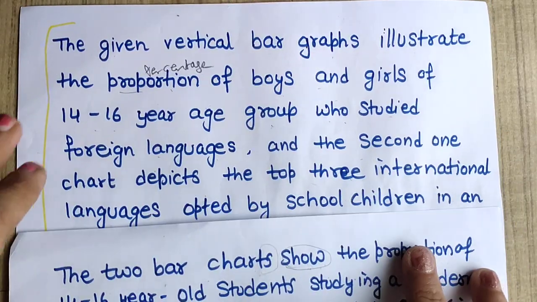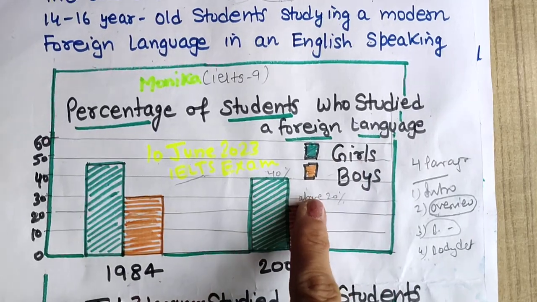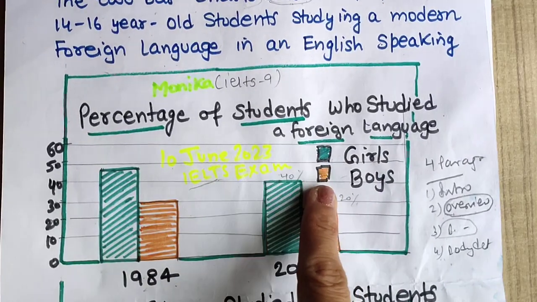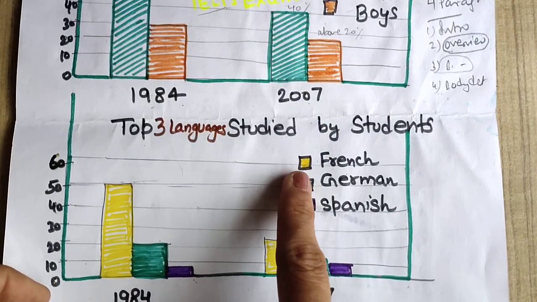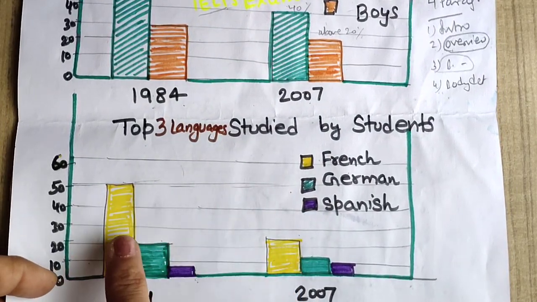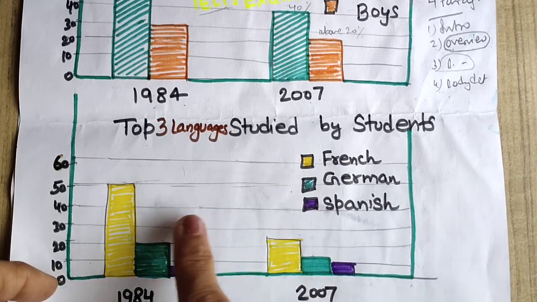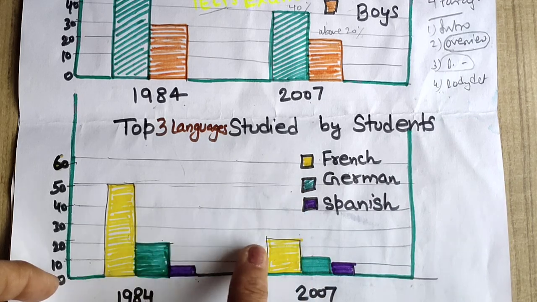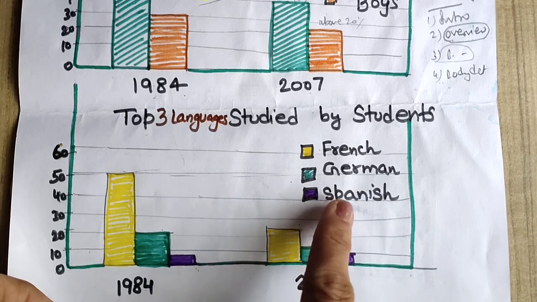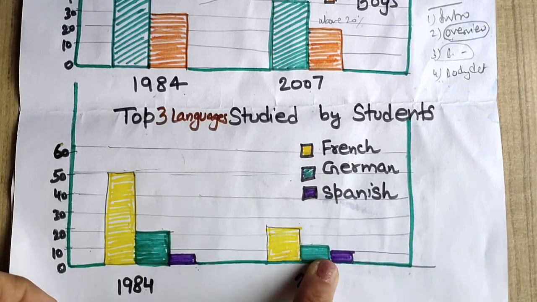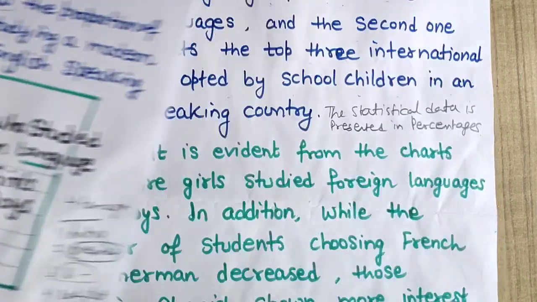Now coming to the main part, next one is the overview paragraph. So in the overview, we know girls were more interested in learning foreign languages than boys, and here French was on the top of the list among three other foreign languages, but French and German had decreased or dropped in the chart, and Spanish had shown major improvement. Here we can write it. I will show you this thing.